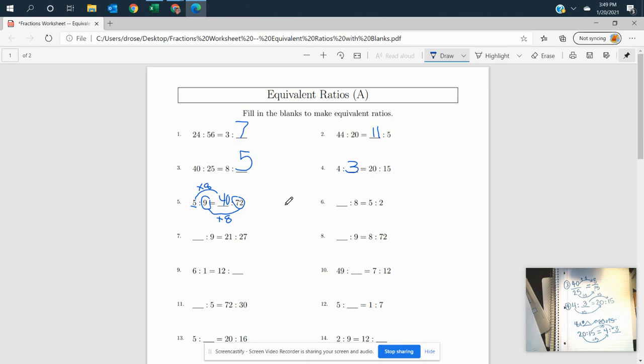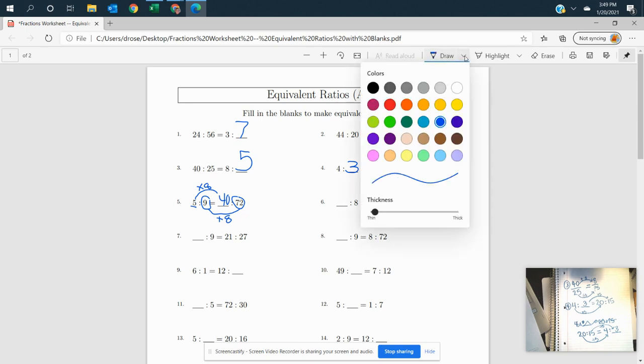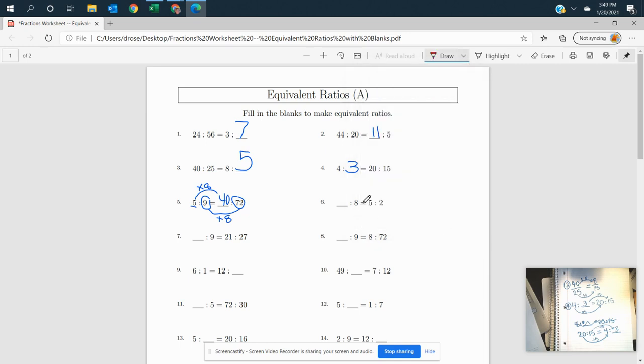Okay. And let's do one more right on the worksheet. So if you're working right on the worksheet, you can do that. I'm going to switch colors, I think. Yeah, let me just switch color. There we go. Okay, so let's look at this one. Again, if you don't like that your mystery number comes first, you're welcome to rewrite it. It's okay. We're going to look at the two numbers we have, which is 8 and 2.